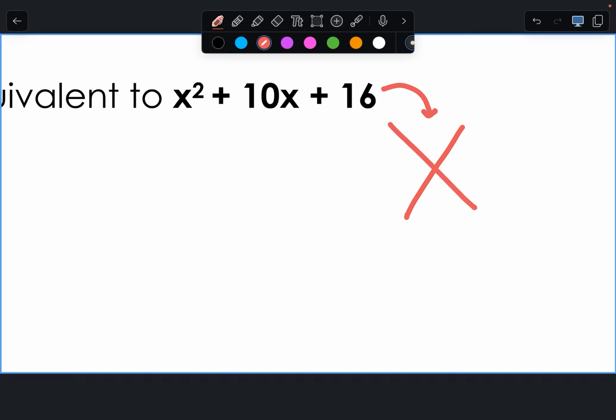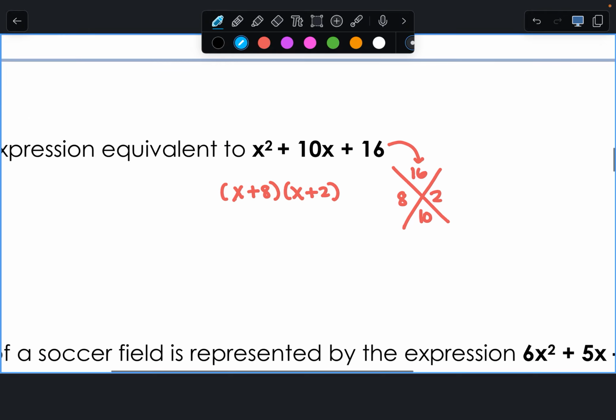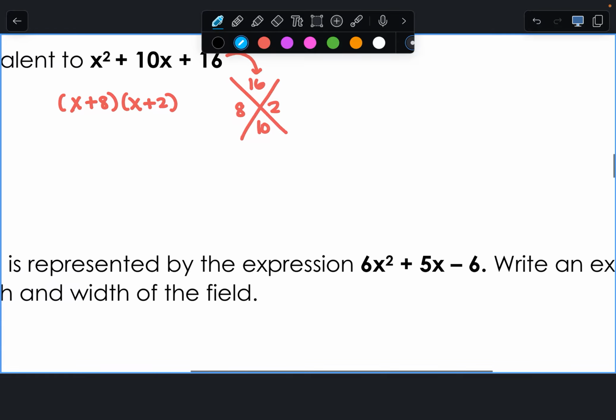This is easy. Okay, so 16 on top, 10 on the bottom. Oh, 8 and 2, yeah. So put it in your parentheses, x plus 8, x plus 2, because they're both positive, and you're done. Yeah, that was easy. There should be a lot of those on the test.